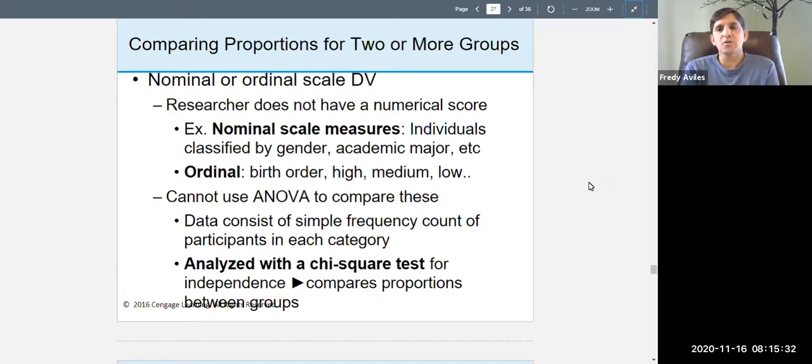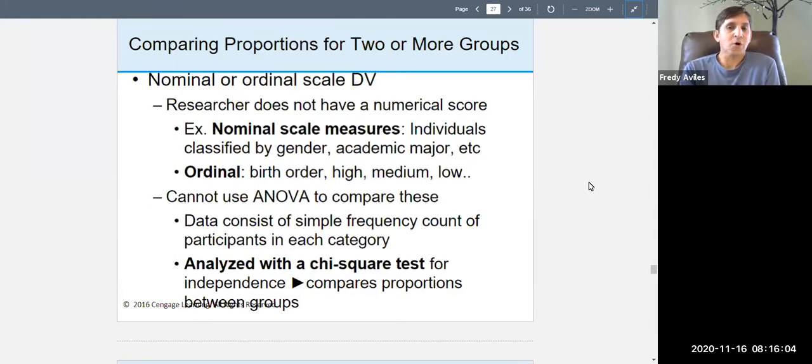So you cannot use an ANOVA to compare these, right? You don't really have averages. The data instead consists of a simple frequency count of participants in each category. What you do have is, let's say, you know how many you have of each gender, or how many you have of each academic major, or how many in high, medium, and low, how many are firstborn, secondborn, that kind of stuff. So you have a frequency count. You have a number that tells you how many there are in each, and you cannot use an ANOVA to analyze it.